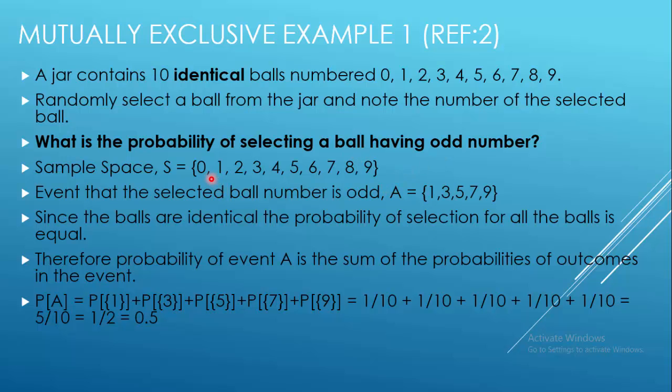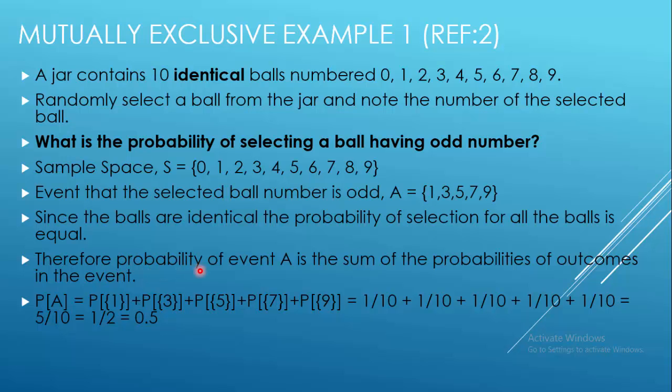So we just look for all the odd numbers in this sample space, which are 1, 3, 5, 7 and 9. So this is our event. Our event A is comprised of odd numbers only. Since the balls are identical, the probability of selection for all the balls is equal. There is only one ball of number 0, only one ball of number 1, so the probability is 1 by 10.